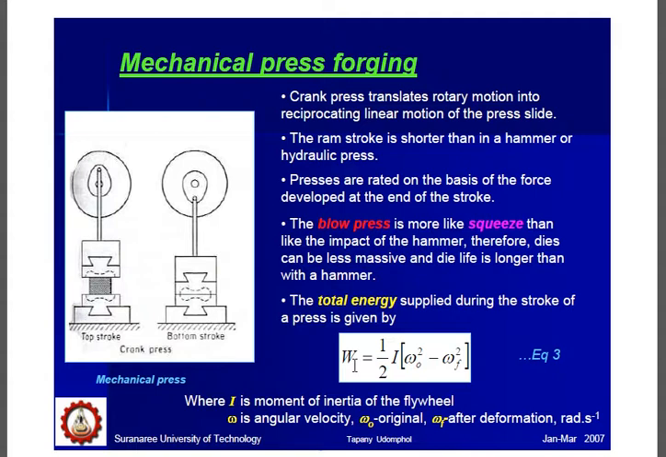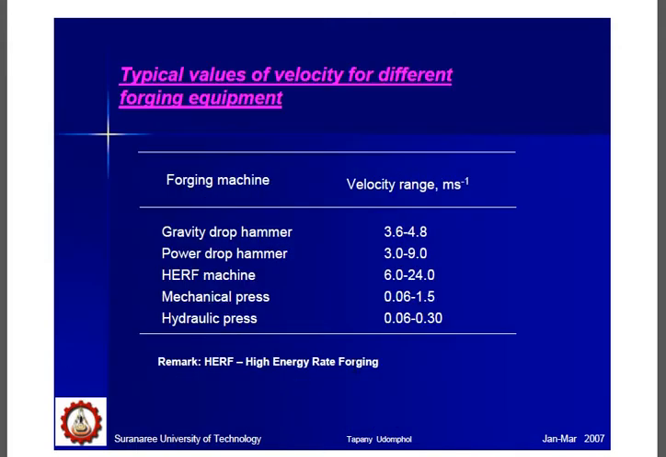The total energy supplied during the stroke of the press is given by W is equal to 1 by 2 I times omega 0 square minus omega f square, where I is the moment of inertia and omega is the angular velocity. Omega 0 is original and omega f is after. Typical values of velocity of deformation in forging: gravity drop hammering is 3.6 to 4.8, power drop hammering 3.0 to 9, then mechanical press and hydraulic press. The velocity range is lowest in the hydraulic press.